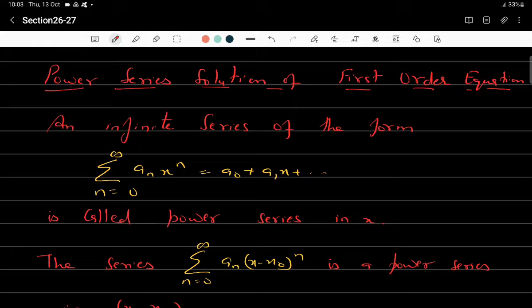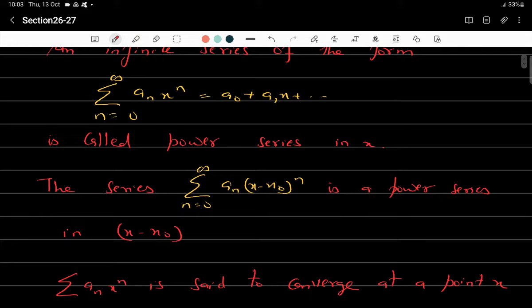So, a power series looks like this: summation a_n x raised to the power n. It is a power series about x equal to 0, and about any point x naught the power series looks like summation a_n (x minus x naught) raised to the power n.